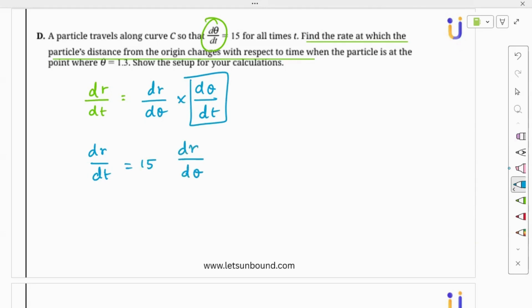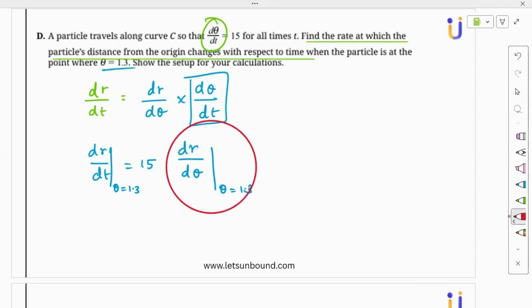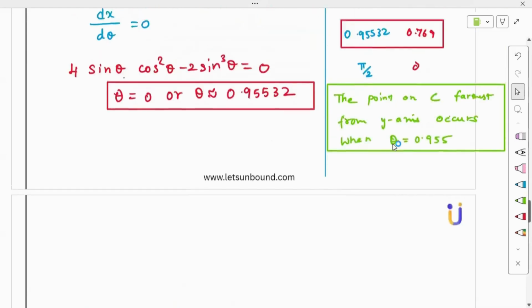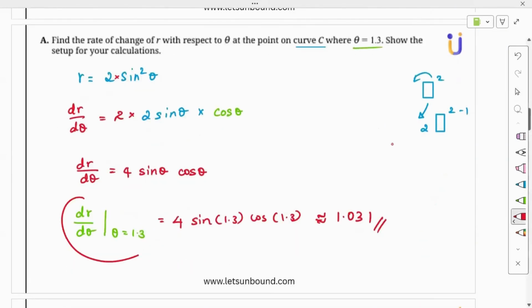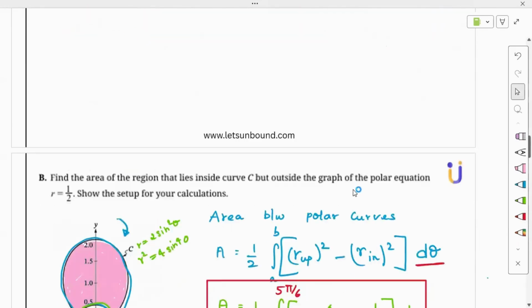All I want to know is dr by dt at this point. So theta equal to 1.3. Here also you should put theta equal to 1.3. This we already calculated, the very first dr by d theta when theta is 1.3, in the very first part of this problem, right? It's 1.031. So we can directly use it.